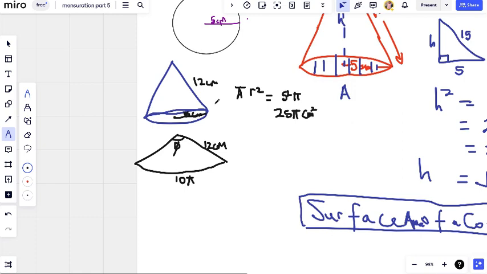Now, the curved perimeter of the sector is equivalent to the base circumference of the cone. The curved perimeter of this sector, the arc length, is always equal to the base circumference of the cone. So we can say theta or phi, this angle, over 360.